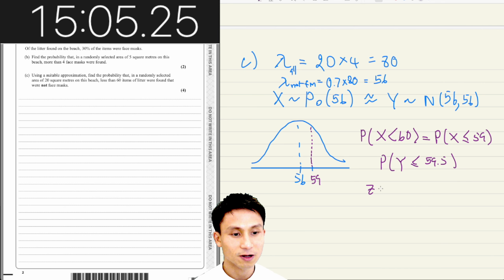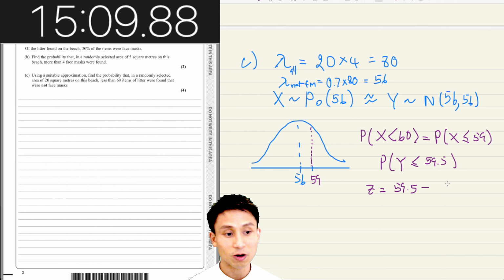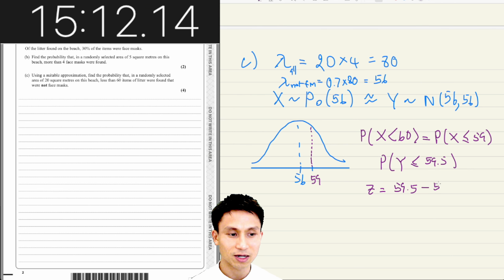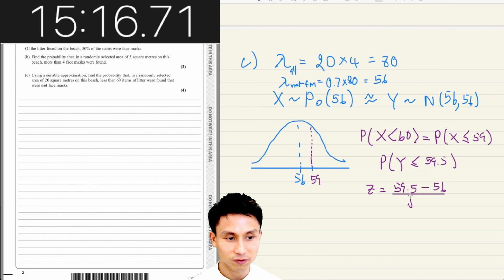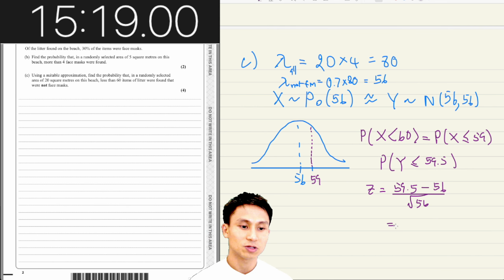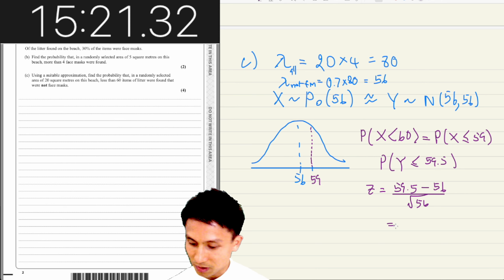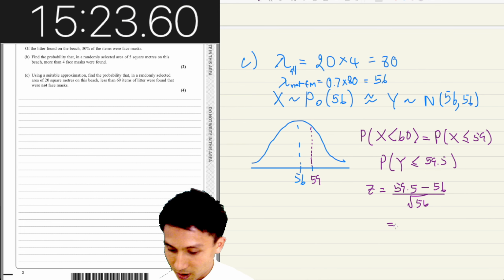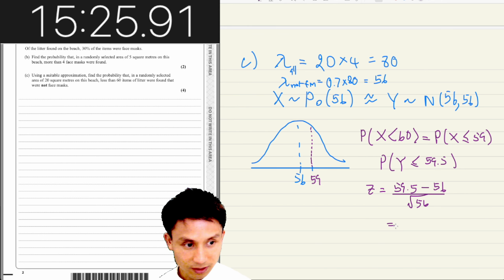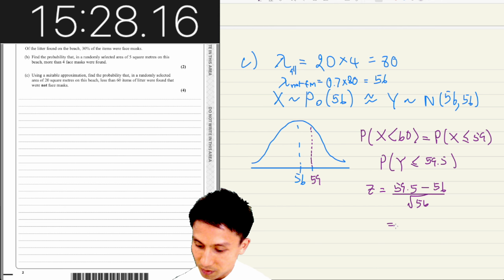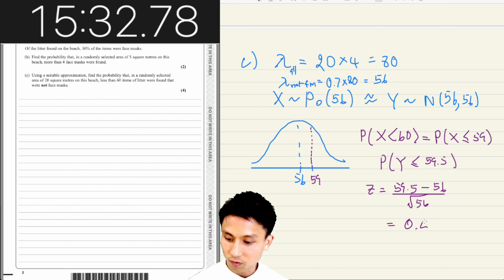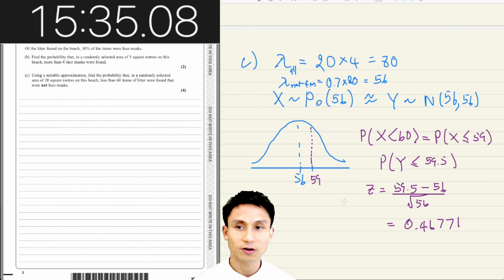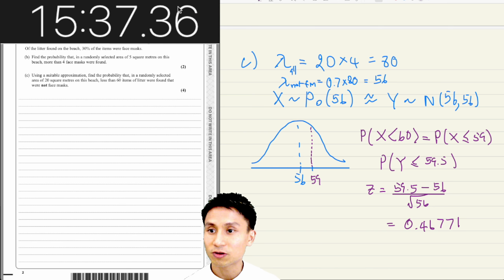Okay, so the Z value for that is 59.5 minus the mean first, and then over the standard deviation, which is the square root of 56 here. Okay, so that would be the Z value there. I'm just going to plug it into the calculator here. So 59.5 minus 56 divided by square root of 56. That gives me 0.46771. Okay, and then I'm going to open up the table to find the probability.